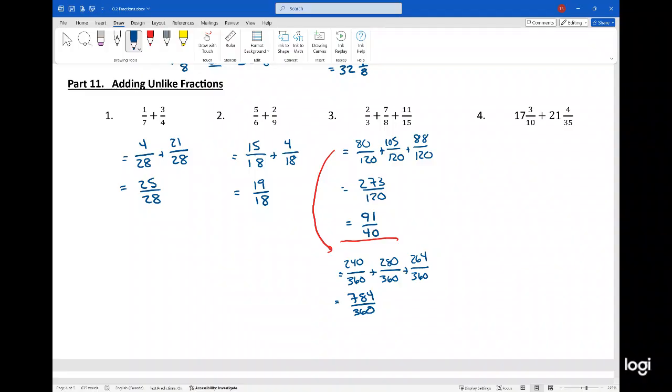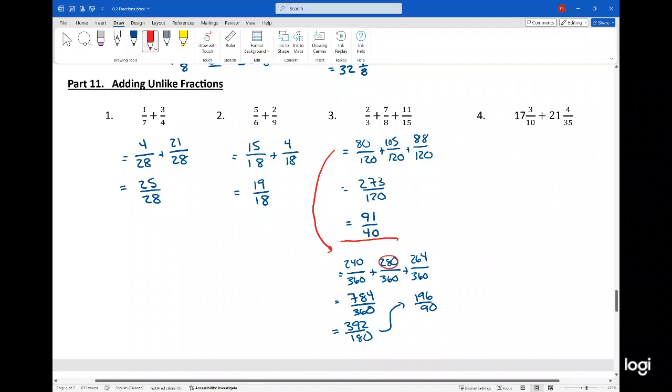That one's nasty. They're both divisible by 2, so I can divide them by 2 and get 392 over 180. Those are both divisible by 2. I get 196 over 90. And at this point, I'm relatively sure I made a screw up somewhere. Give me a second to see if I can find it. I got it. I think this number here should be 315. Okay, I'm not going to go back and fix that because we do already have the answer. It's right here. It's 91 over 40.